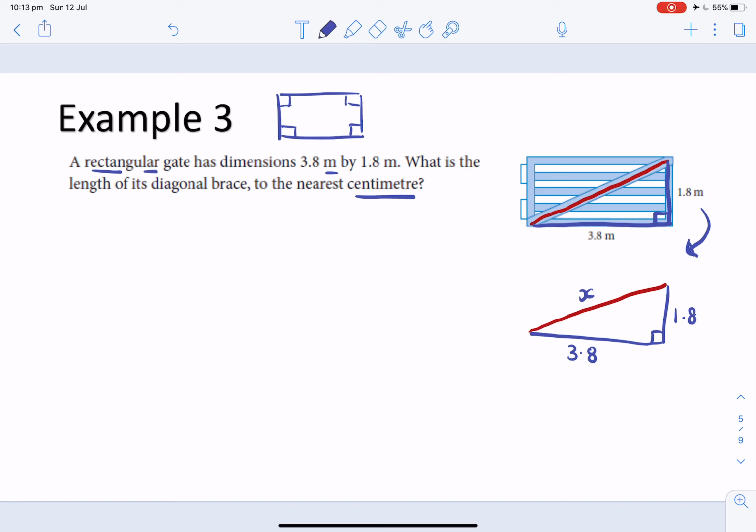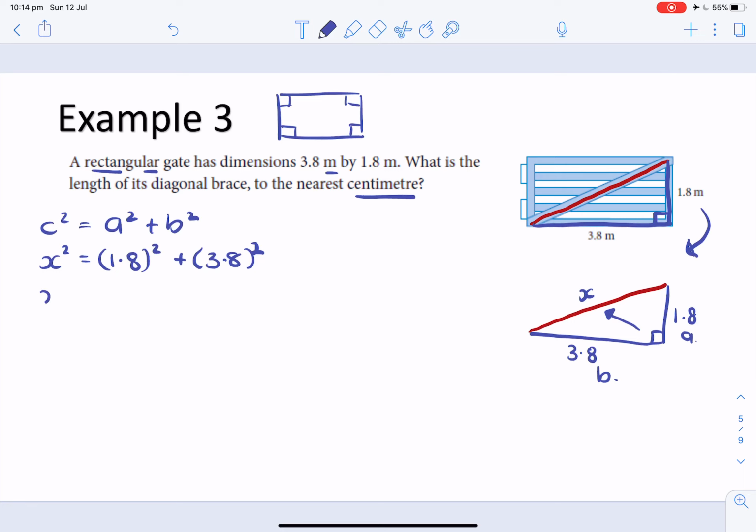So I don't know this side here, which is the longest side. That's the diagonal brace. So I'm going to use the formula c squared equals a squared plus b squared. And I'm going to substitute in x, and I'm going to call this 1.8 a. I'm going to square it, and I'm going to call my 3.8 b. Now, the reason why I put brackets around these is so that nobody gets confused, and you know that the whole 1.8 is squared and the 3.8 is squared, and it's not just the decimal place that's squared.